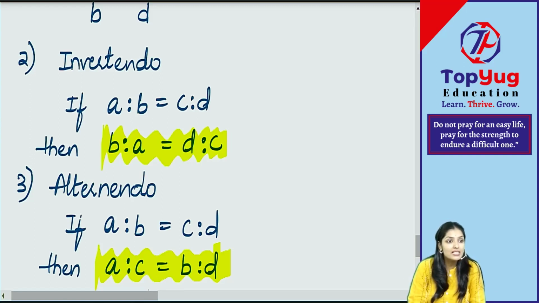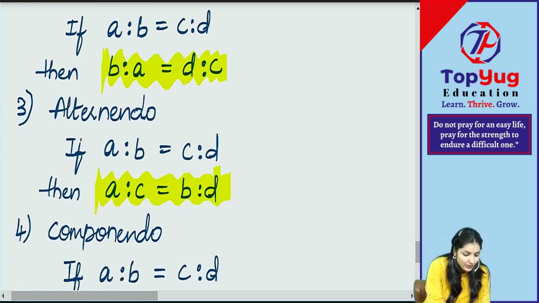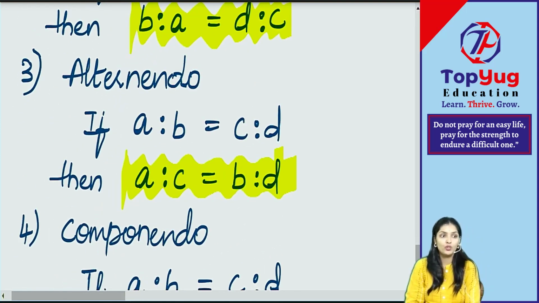Then it is known as invertendo. Invertendo, you don't say ratio. Invertendo, proportion, it is invertendo. Okay? Now the next one, alternando.